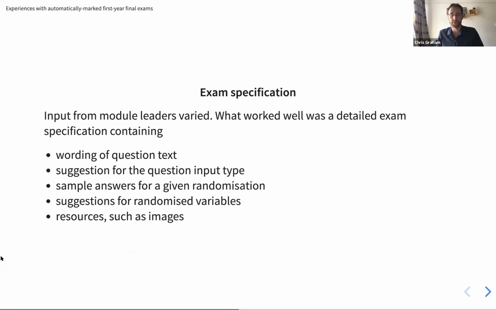One thing, if you're going to do this in future, a suggestion from us is to specify in advance. You have to remember that our module leaders didn't really have Numbas experience. So when we asked them to come up with a sort of specification for what they wanted their assessment to look like, we didn't offer, I think, enough guidance about what we were looking for. So if we were doing this in future, we'd be much clearer about what we'd like from module leaders, things like the wording of text, how it might be randomized, and that sort of thing.